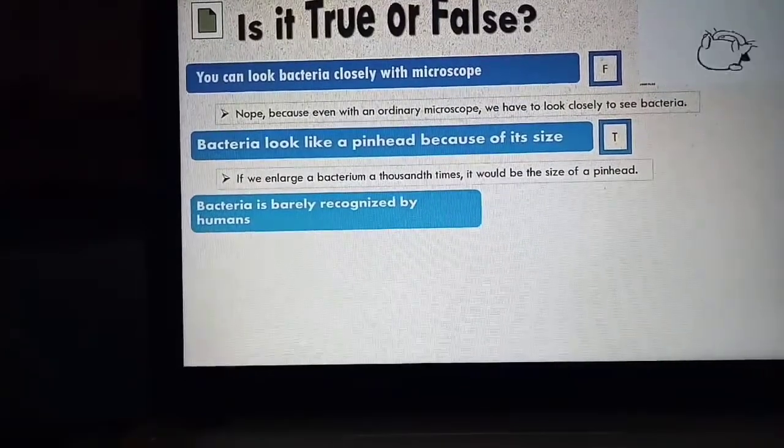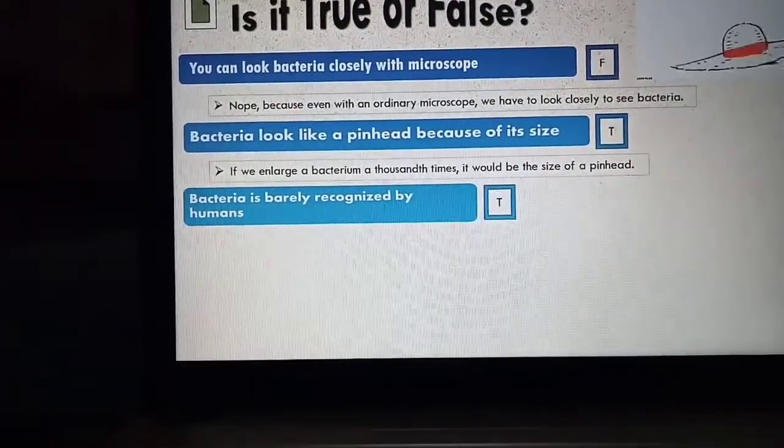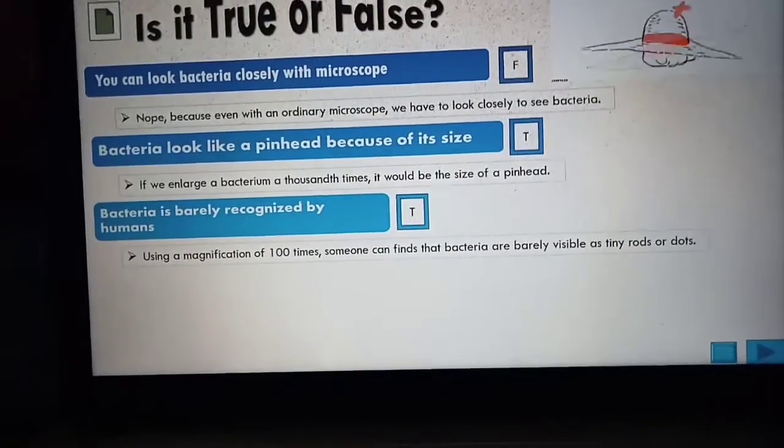Bacteria are barely recognized by humans. The answer is true. Then, the third statement, the answer is true, because using a magnification of 100 times, someone can see that bacteria are barely visible as tiny rods or dots. This is found in the second paragraph. Okay, the last statement.